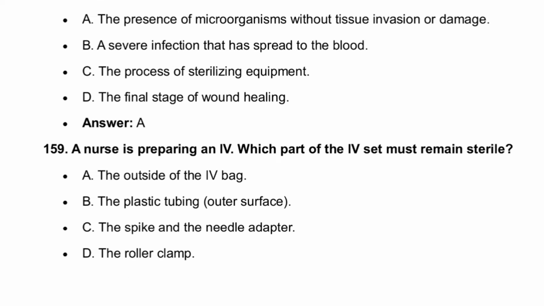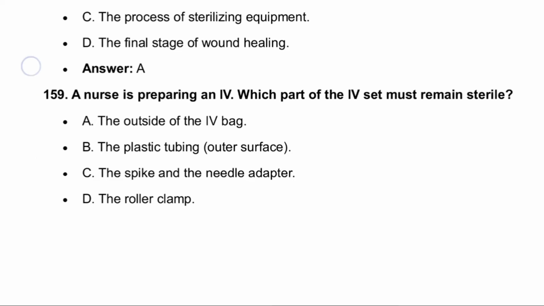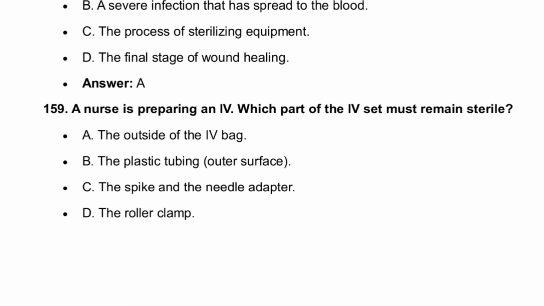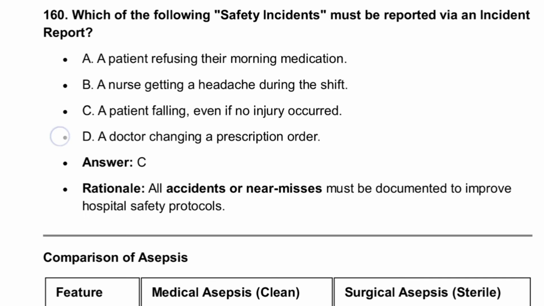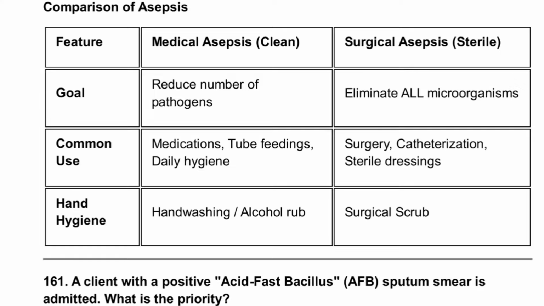A nurse is preparing an IV. Which part of the IV set must remain sterile? The answer কি হচ্ছে? C, the spike and the needle adapter. Next, which of the following safety incidents must be reported via an incident report? C, a patient's fall even if no injury occurs. এটা একটু পড়ে নিও, ঠিক আছে?